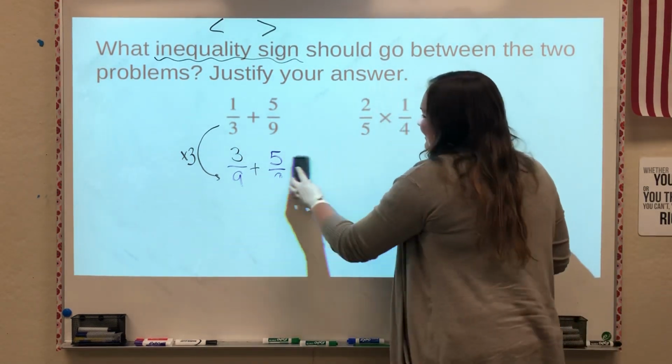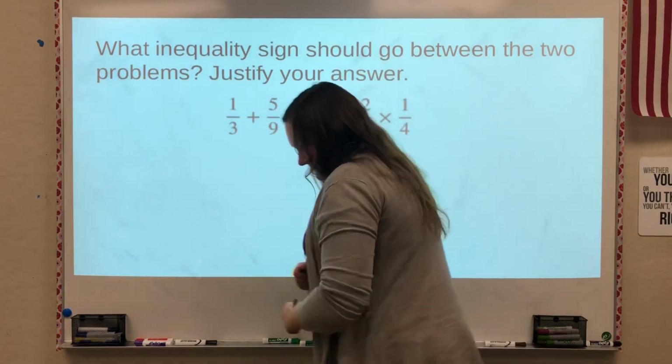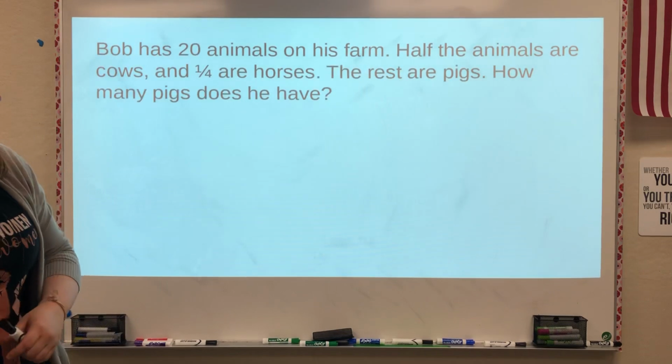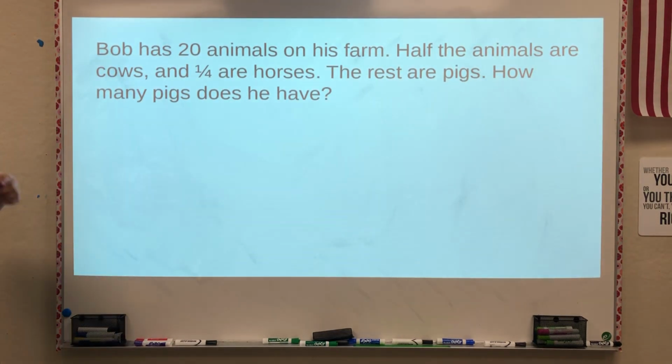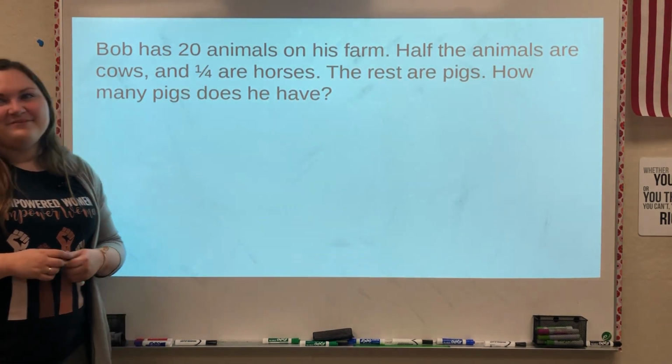The next question we have looks like this. We've got Bob has 20 animals on his farm. Half the animals are cows and 1/4 are horses. The rest are pigs. How many pigs does he have? Go ahead and try this one now.